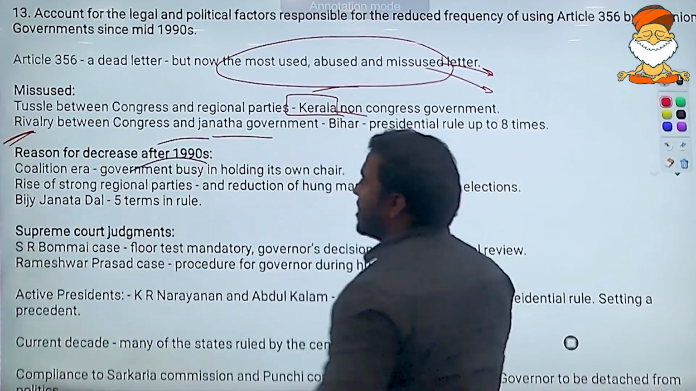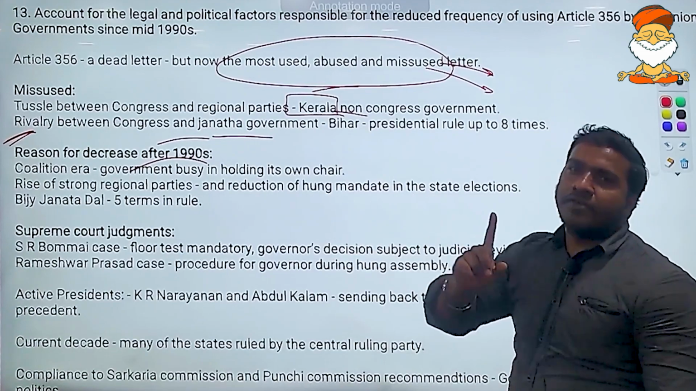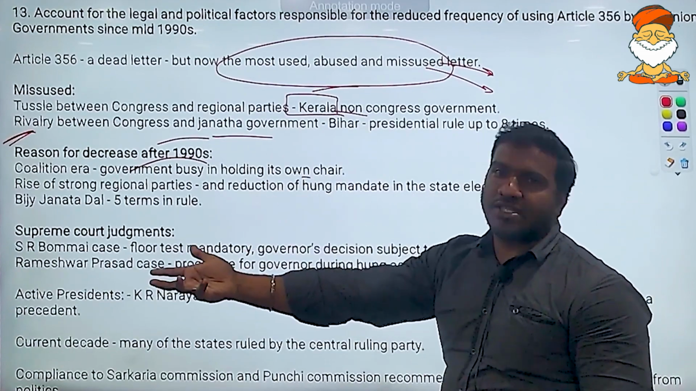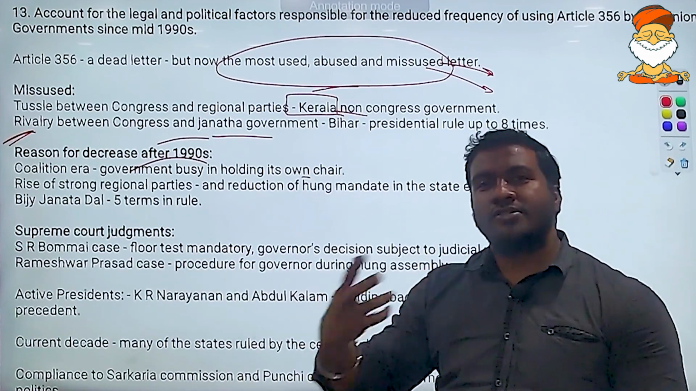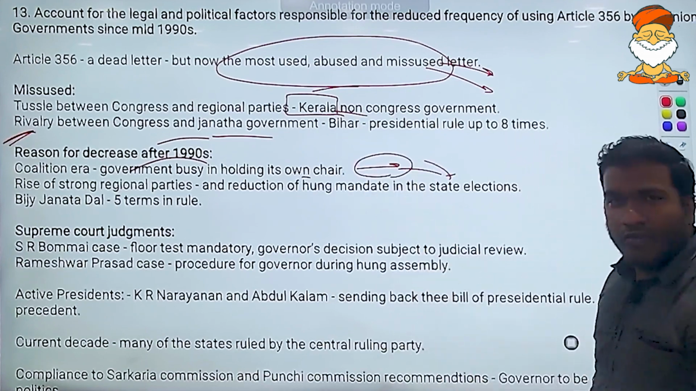So during the 1990s, we were undergoing the coalition era of governance. So there, the government was busy saving its own chair. So now, why would they look into the states? Yes, Deve Gowda, I.K. Gujral, all these leaders. They were busy holding their own chair. Forget about looking into the states.